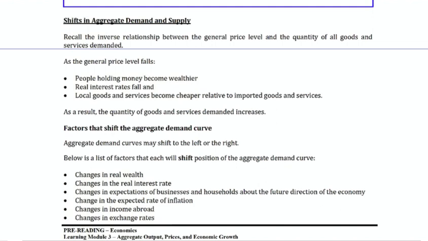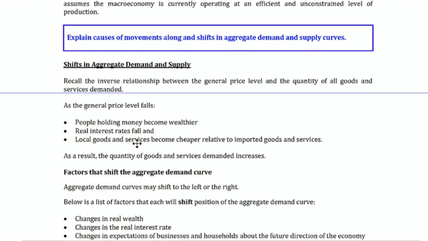Let's get ourselves going. Carrying on from where we were, talking a little bit about aggregate supply and aggregate demand. Learning outcome statement: explain causes of movements along and shifts in both the aggregate demand and the aggregate supply curves. Remember, there's an inverse relationship, and I'm talking more about the demand side now, between the general price level and the quantity of goods and or services demanded.